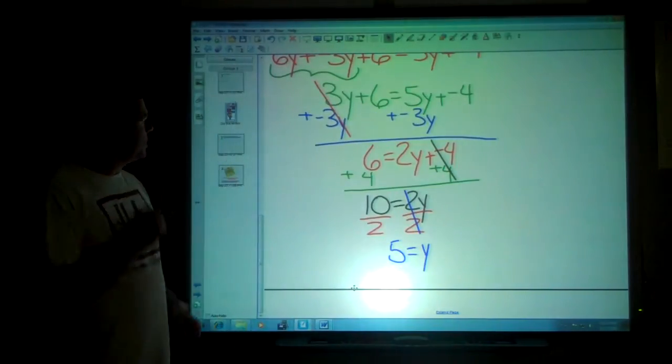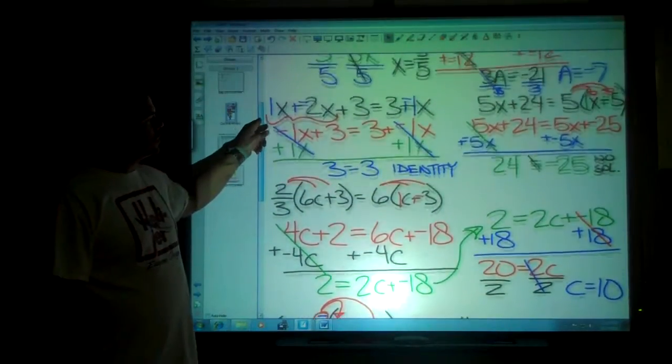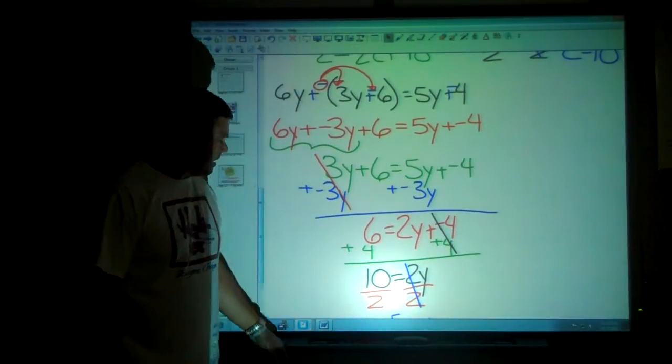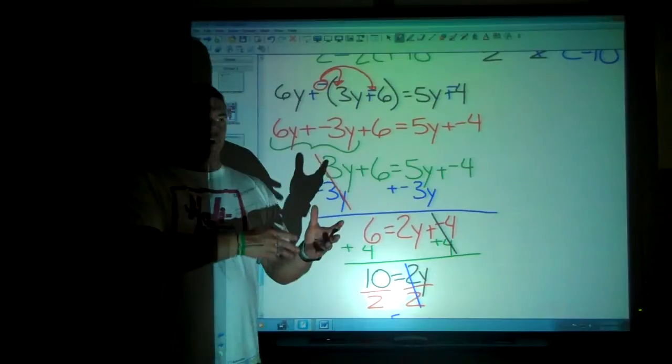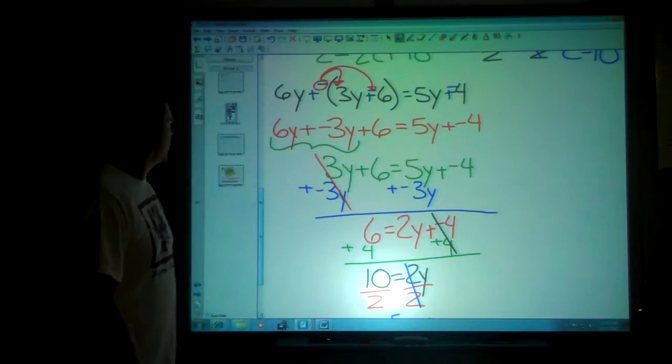So again, we've gone over some of the problems on the warm-up that were similar to the night before. If you have any questions on those, you can always come in and get more help from me. But it's all based on a process of a game I like to call shuffling. You want to get all the stuff with x to one side, all the stuff without x's to the other, and then it just leaves you with a one-step problem.